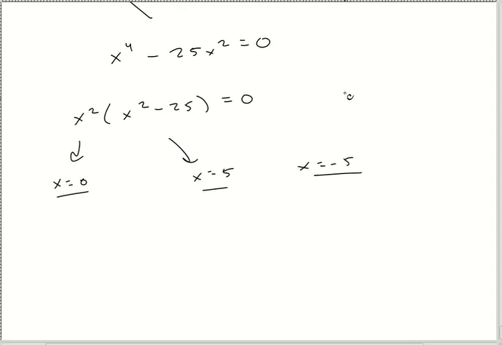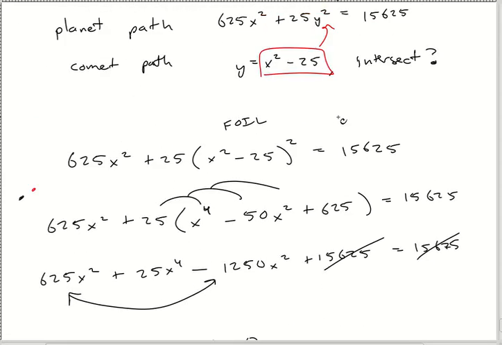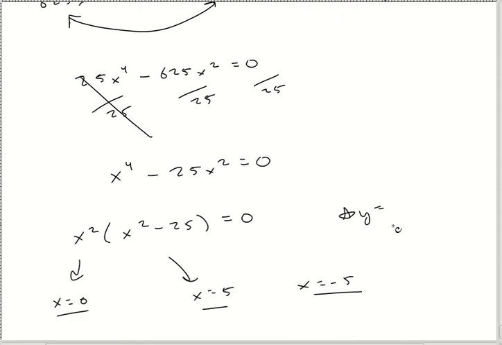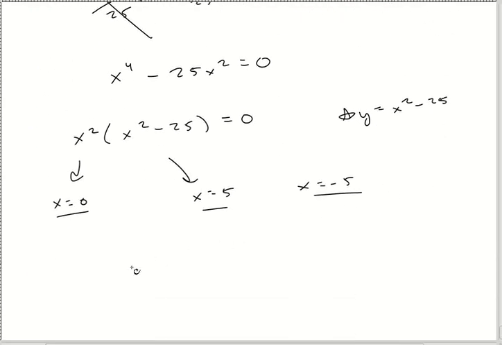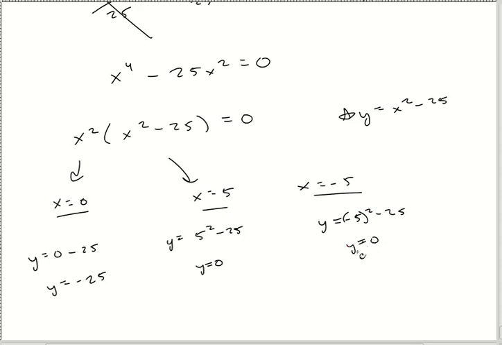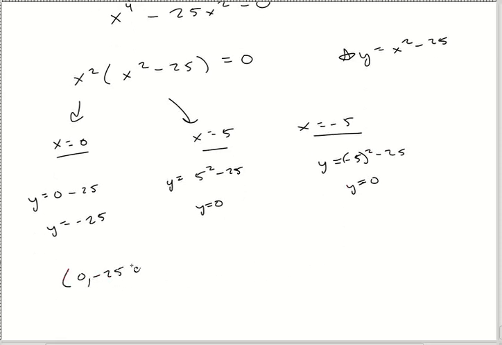All right, now we need a y formula. Y equals what? Right here. They gave me one. That's nice of them. Thank you, MyMathLab. And so I got 0 minus 25. I got 25 minus 25. And I've got, oops, getting a little hasty there. And I've got 25 minus 25. So here's my 3 points. 0, negative 25. 5 comma 0. And negative 5 comma 0.